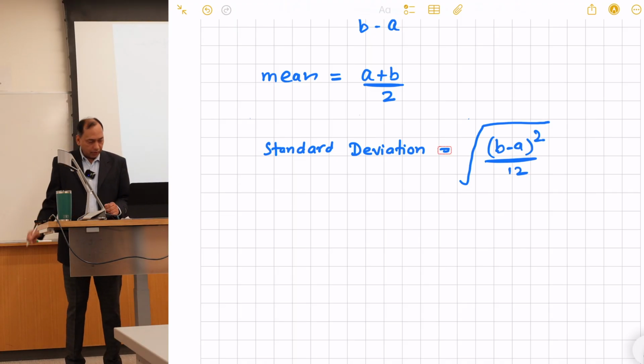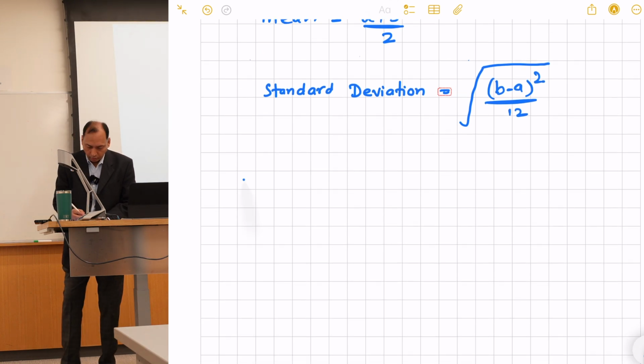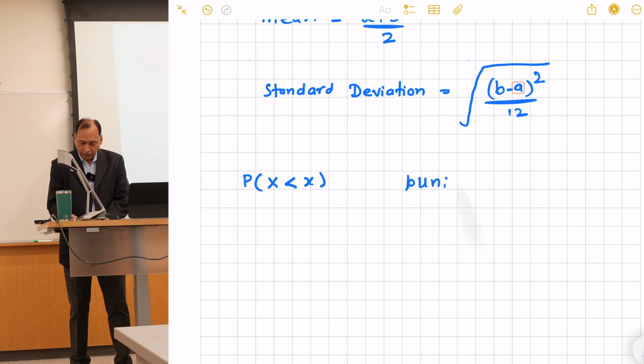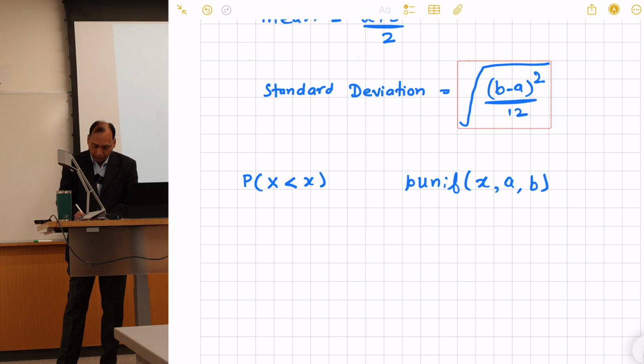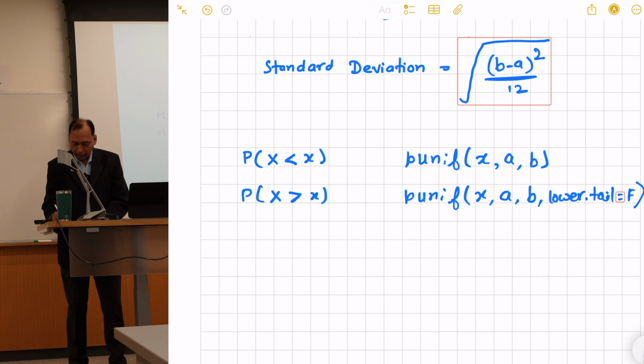Now, how do we calculate probabilities? For that, I'm going to write down 3 situations. If we are calculating, let's say, probability of x less than or equal to some value small x, the function that we use in R, you'll see P and then UNIF for uniform, and then you put x, a, and b. Probability that X is greater than small x, which is upper tail. Earlier also we used a similar format. The only thing is we have to say lower tail is false.